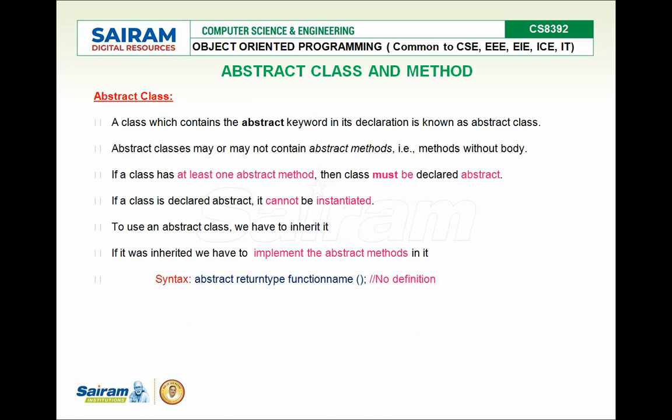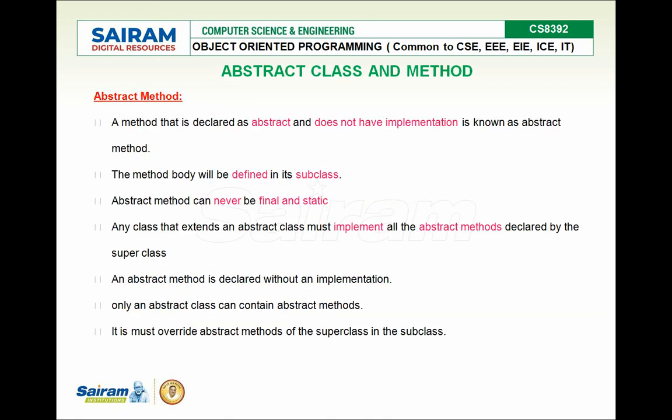Now let's see more about the abstract method. I already said that an abstract method is a method which doesn't have a method body, and it must be defined in the subclass. Now, a method that is declared as abstract and doesn't have an implementation is known as an abstract method. It is a single line statement. The method body will be defined in its subclass.